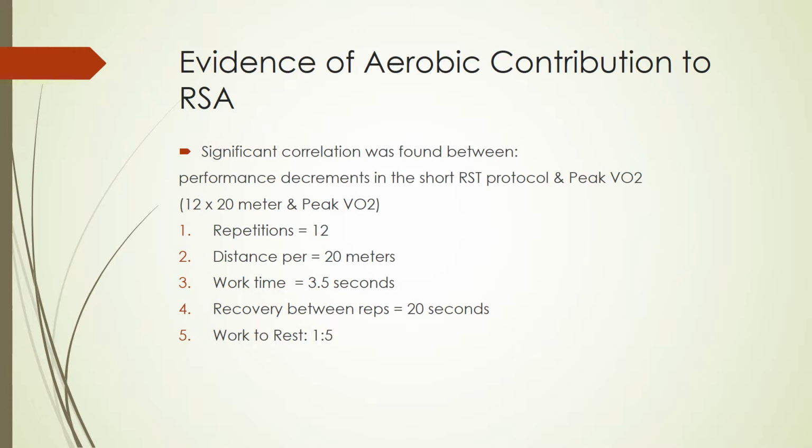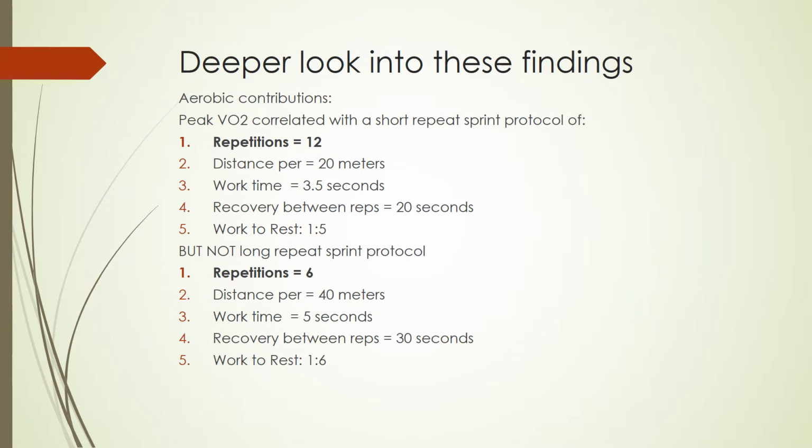They did, however, find a significant correlation between performance decrements in the short repeat sprint test protocol and peak VO2. Again, this here is a brief example of what they did. It's 12 repetitions, 20 meters, work time 3.5 seconds, recovery between reps about 20 seconds, and a work to rest ratio of about 1:5. Towards the end of the presentation, after we look at what the findings were, we're going to talk about what we think these findings mean.